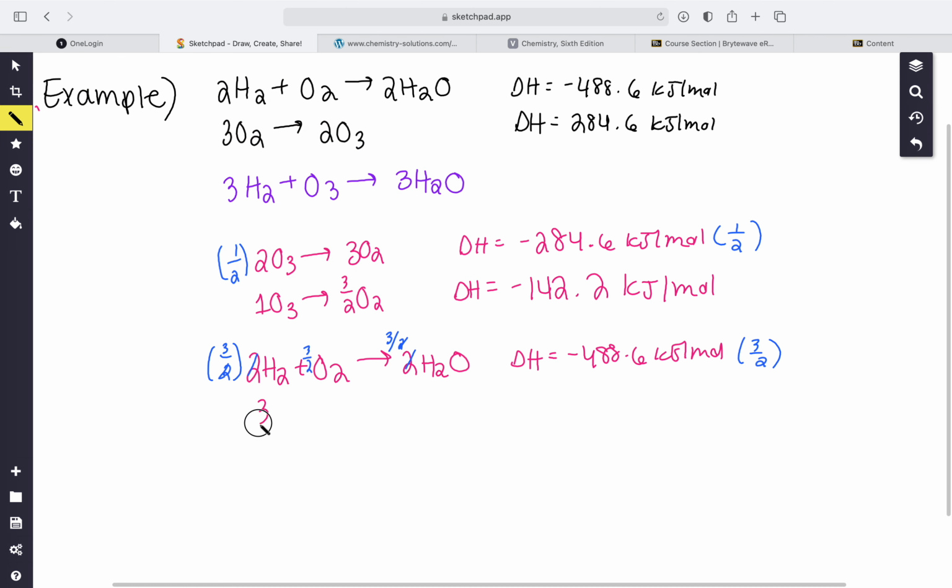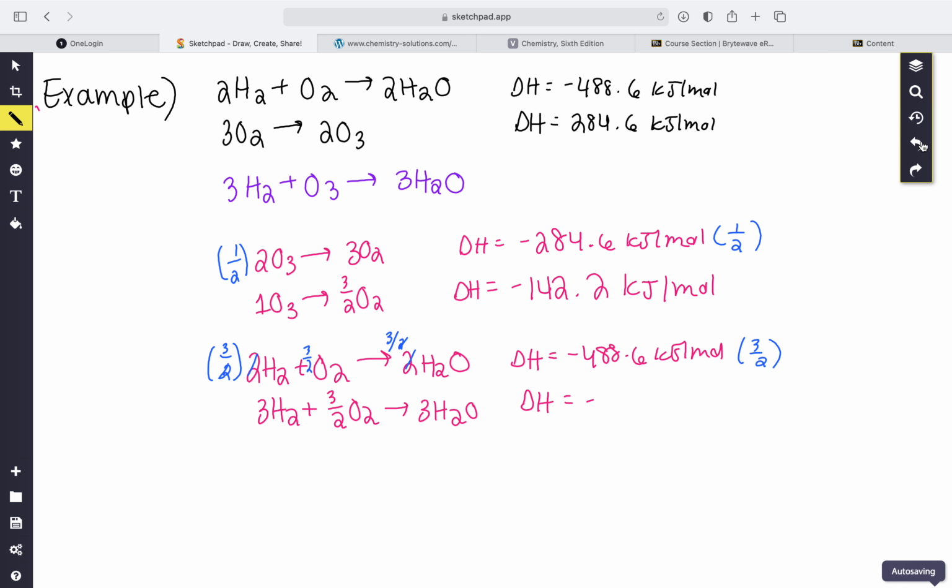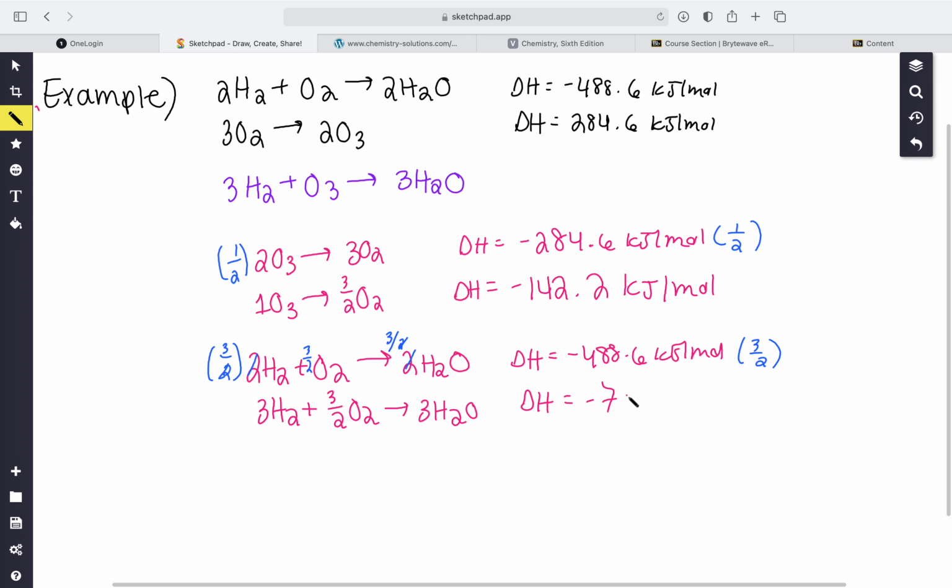So then we're going to get 3H2 plus 3 over 2 O2 will yield 3H2O. And then the change in enthalpy, oh wow, I really am going to need a calculator for that one. Okay, so you get 488.6. I'm just going to multiply by 1.5, and that'll get us the same answer that we want. So we get negative 732.9 kilojoules per mole.